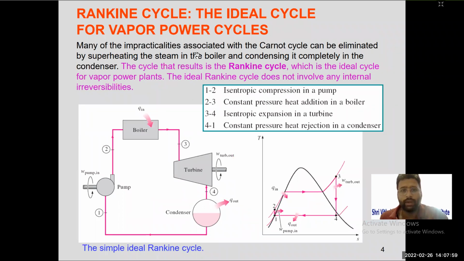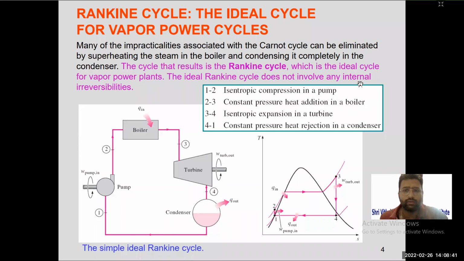Many of the impracticalities associated with the Carnot cycle can be eliminated by superheating the steam in the boiler and condensing it completely in the condenser. Last lecture I told you, for a turbine to operate efficiently, we need to supply superheated steam. If we supply wet steam, that means steam with some water particles, those water particles corrode the blades of the turbine and decrease the efficiency of the turbine. That is why we supply superheated steam to the turbine.